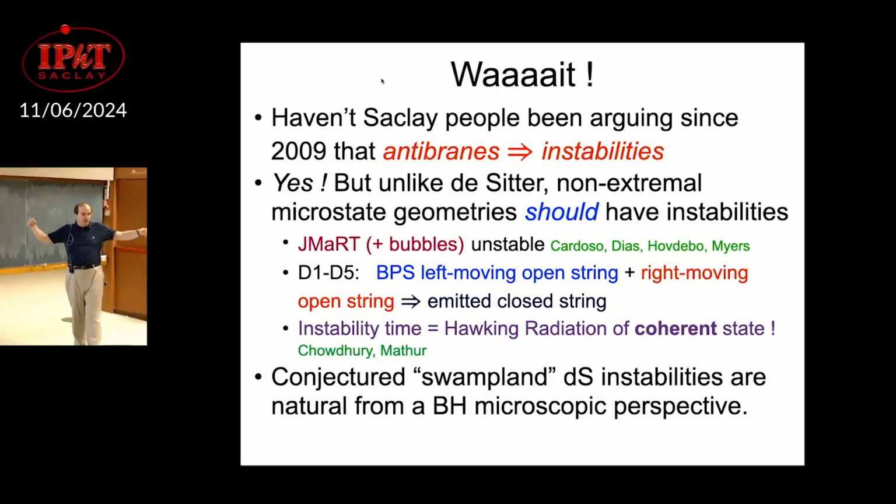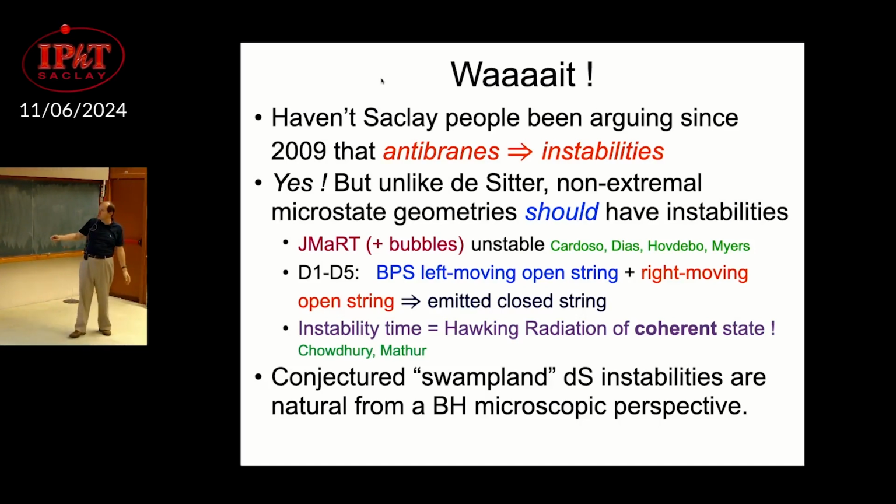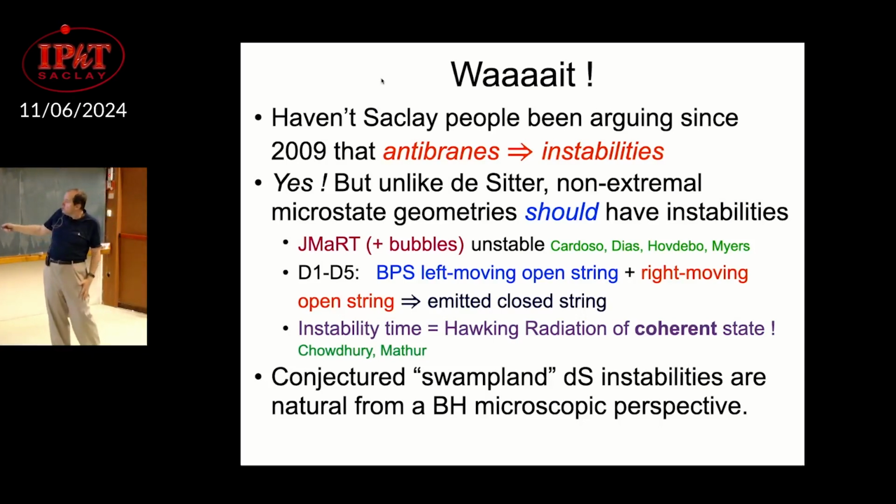You really have left movers and right movers, and in flat space they can annihilate and emit a closed string and they can actually decay. This was shown by Samir a long time ago: in the JMaRT solution, which is unstable, because you have open strings going to the right and to the left, they can meet at a closed string vertex. They can emit a closed string, which is the equivalent of the Hawking radiation. But because they are coherent states, they actually decay much faster.